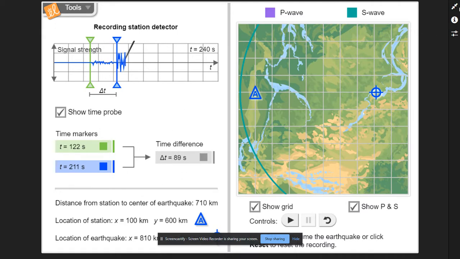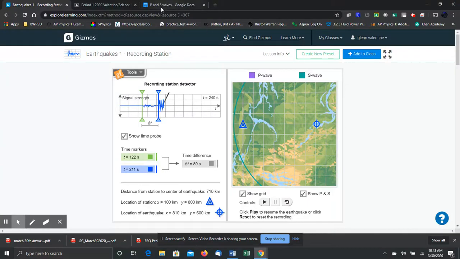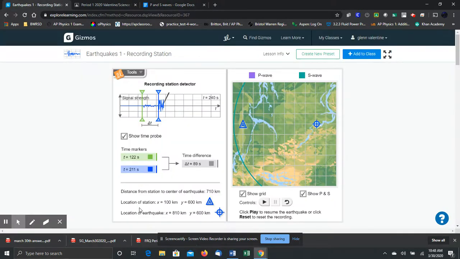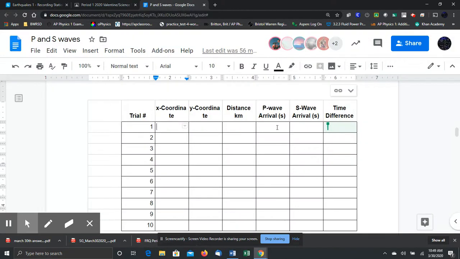So when I go here and I switch back to my template, where it says X and Y coordinates and distance, I'm going to go over here. I'm going to write that information down. This is my X, that's my Y, that's my distance. I'm going to ignore this right here in the middle. That doesn't tell us anything. Then these 3 times also get put into this table here. So the arrival time of the P wave, S wave, and then time difference. This one right here should always be a smaller number. So if you're doing it incorrectly, then you know something's funky.